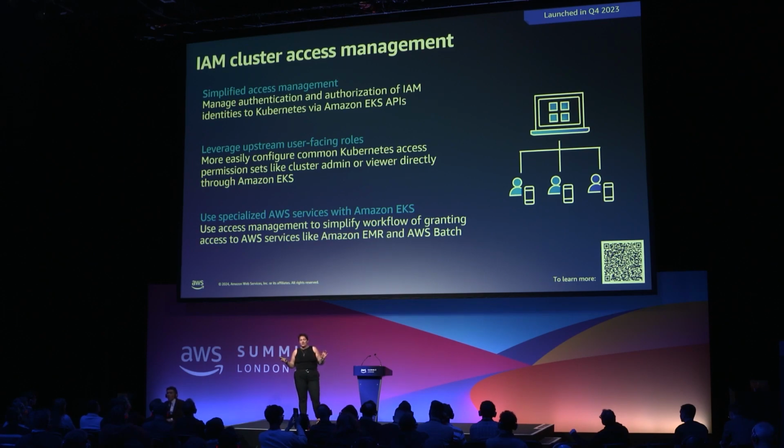Authentication and authorization is a pain point for many, many customers. EKS has been integrated with Identity and Access Manager, or IAM, for a number of years. However, customers have told us that using two sets of APIs, trying to map your Kubernetes objects against your Identity and Access Management resources has been a challenge. And so the introduction of IAM Cluster Access Manager has simplified this down to just a single API.